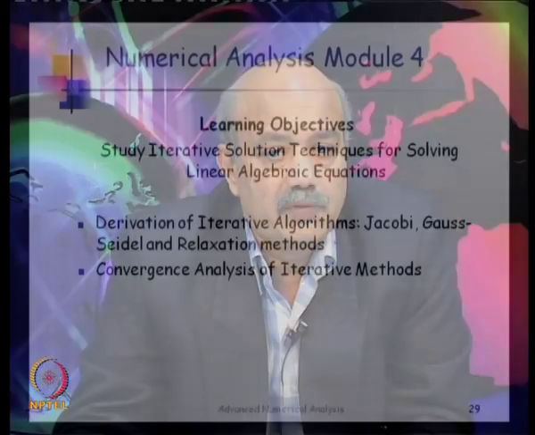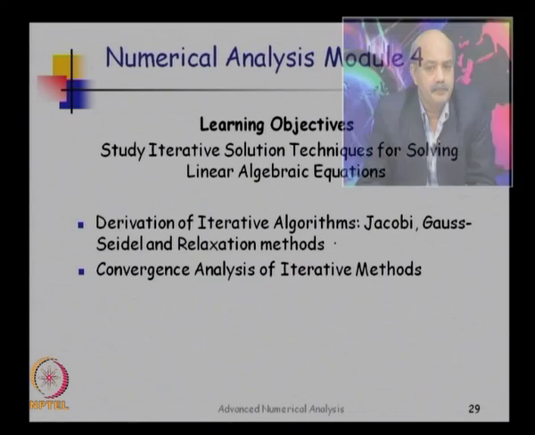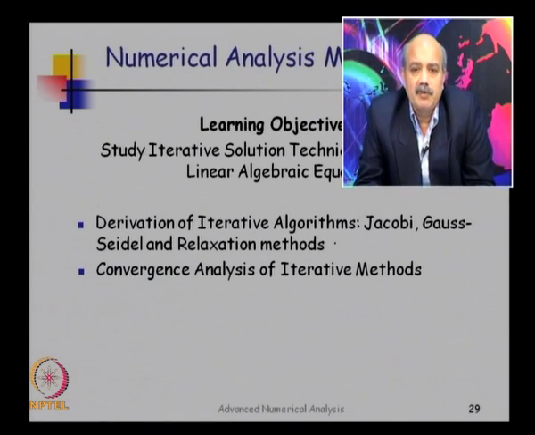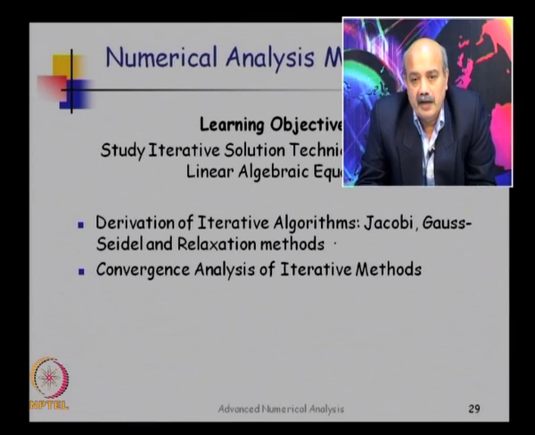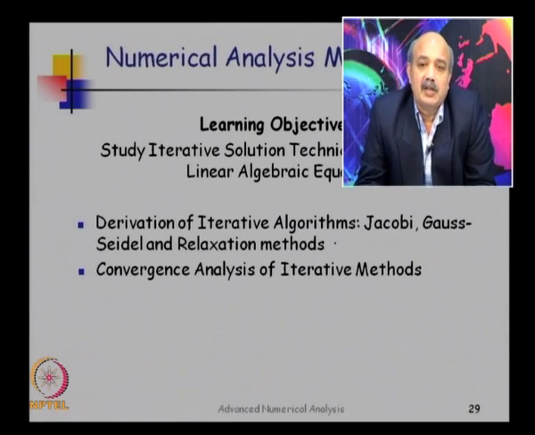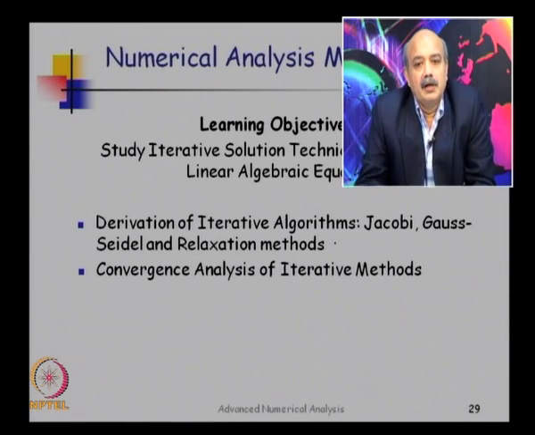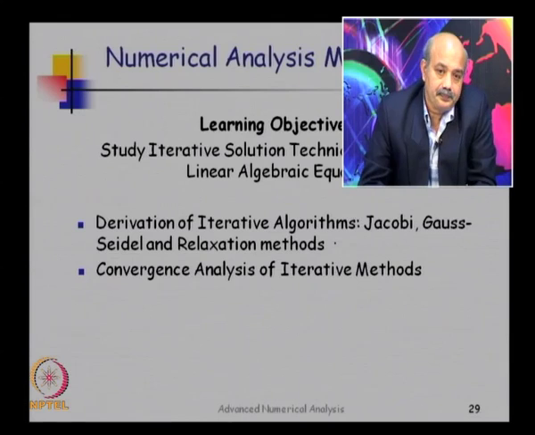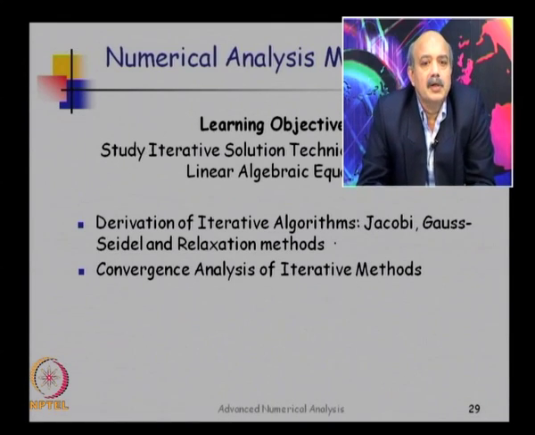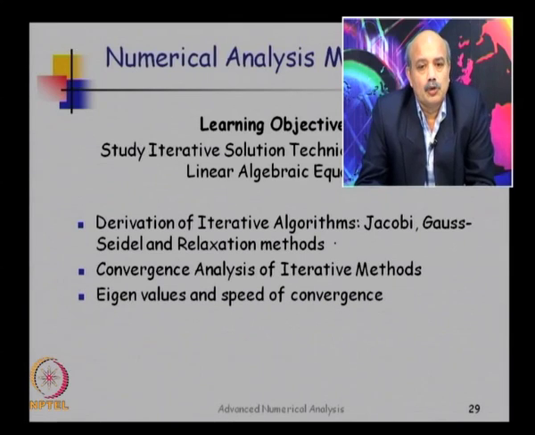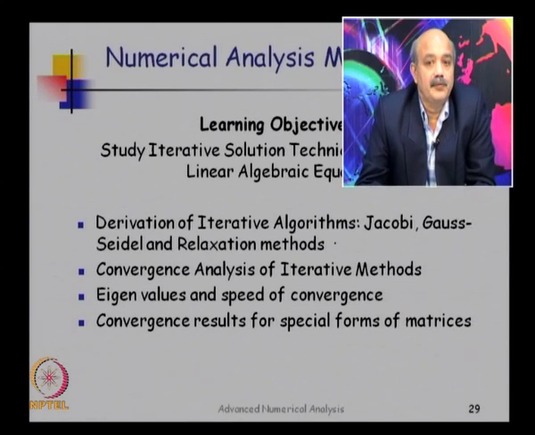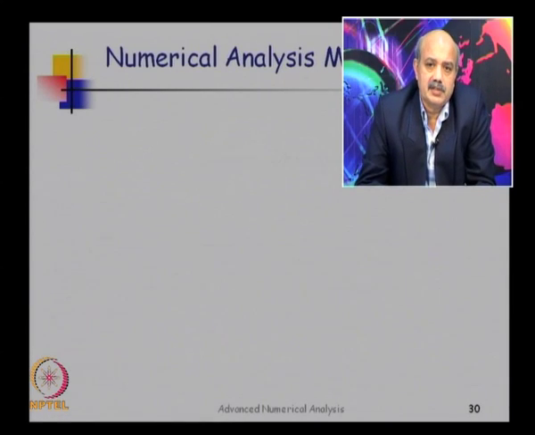I'm going to spend quite a bit of time in understanding the convergence of these schemes. The question is, if I start with a particular guess, what is the guarantee that the iterative scheme will converge to the solution of solving linear algebraic equations? That will be analyzed systematically using the concept of eigenvalues, and we will see the role of eigenvalues in the speed of convergence or the convergence itself, and then we'll look at some special forms of matrices that enhance convergence.